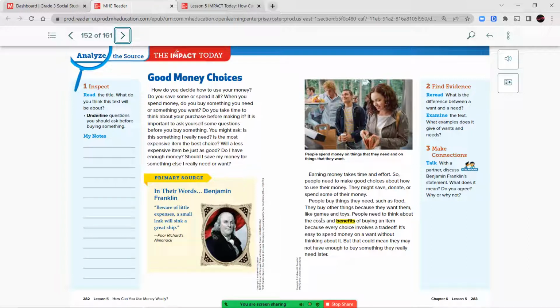People need to think about the costs and benefits of buying an item because every choice involves a trade-off. It's easy to spend money on a want without thinking about it, but that could mean they may not have enough money to buy something they really need later.